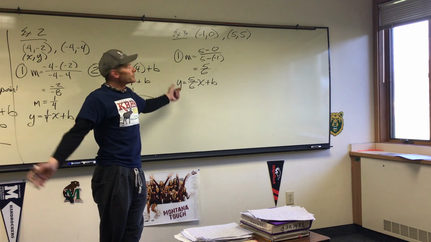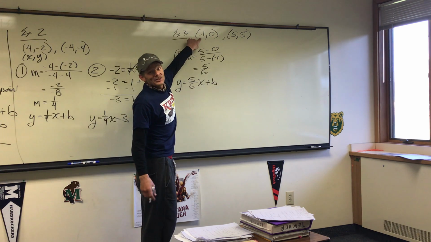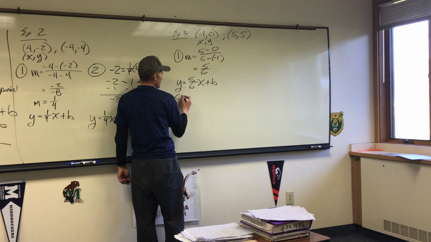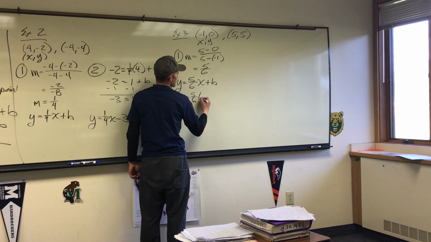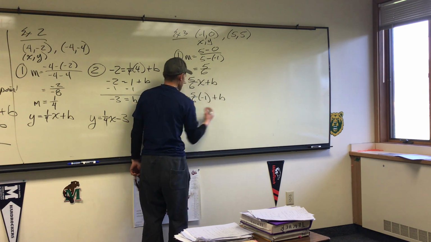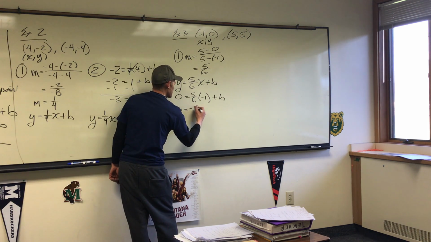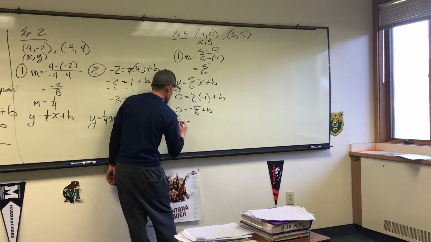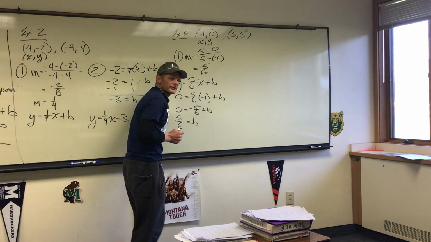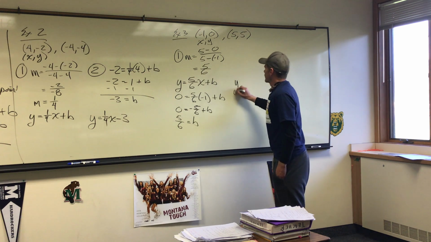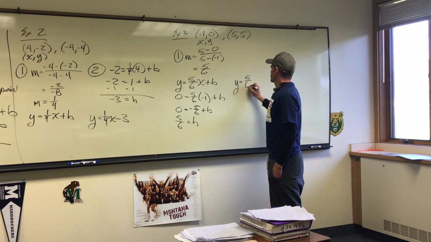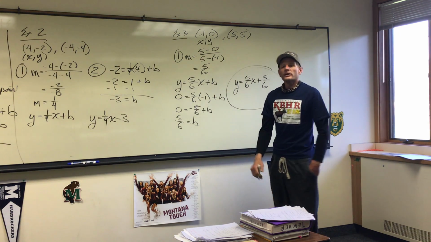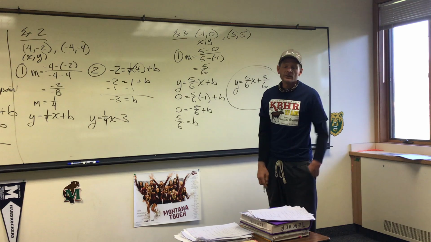You just pick one, it doesn't matter really which one. This one seems kind of easy though, right? When x is equal to negative 1, the y is equal to 0. So 0 is equal to 5/6 times negative 1 plus b, means 0 is equal to negative 5/6 plus b. And adding 5/6 to each side, we see that b is equal to 5/6. And lastly, then we can finally write y is equal to 5/6 x plus 5/6. And that is the equation of the line that goes through those 2 points, okay?